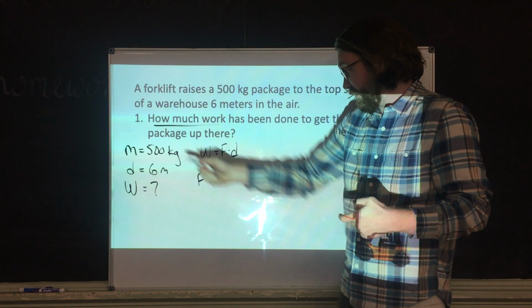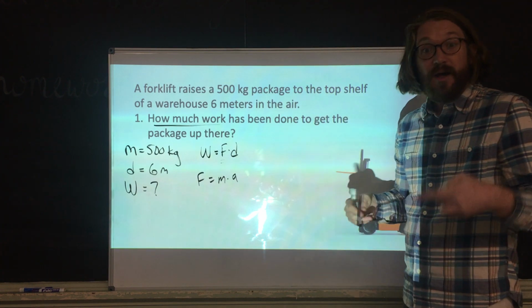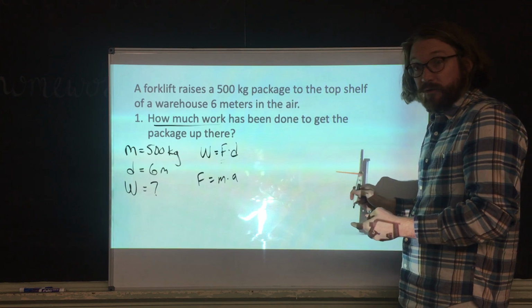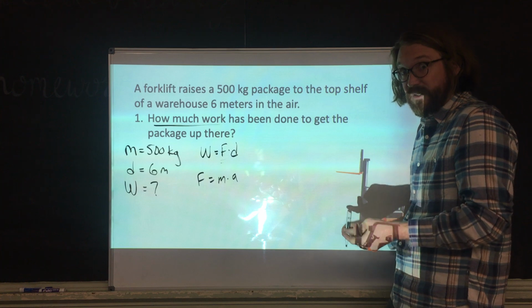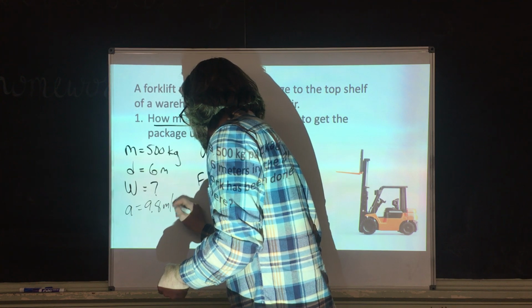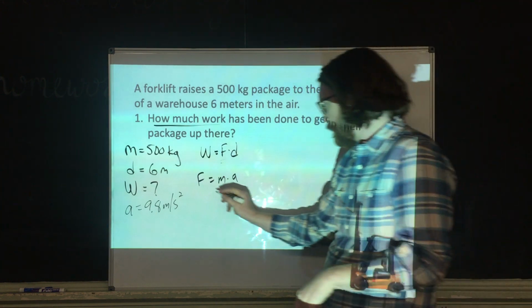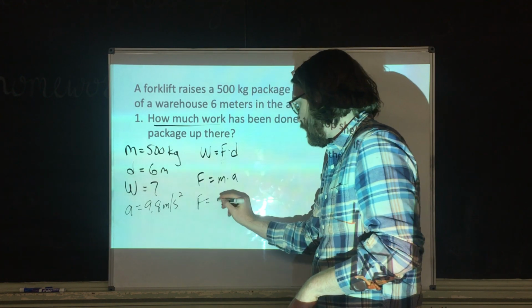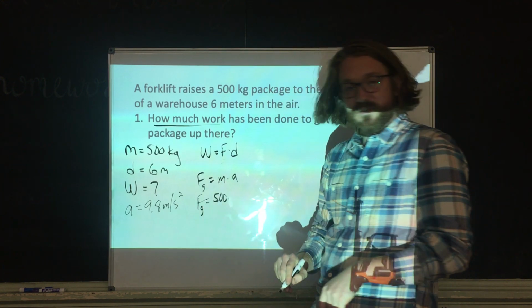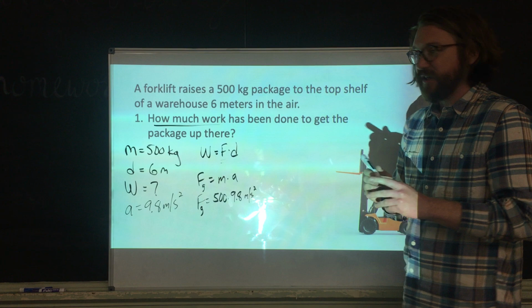Well, we know the mass of the package. Do we know the acceleration of the package? And you might be looking up here and saying, well, we don't. But in reality, we do, right? We're lifting the package up off the ground, and what force do you fight when you lift things off the ground? Well, you fight gravity. And that acceleration is 9.8 meters per second squared. So we can easily find the force. Our force is equal to our mass, which is 500, times, we can even put a little g here, that's the force of gravity, times our acceleration, 9.8 meters per second squared.